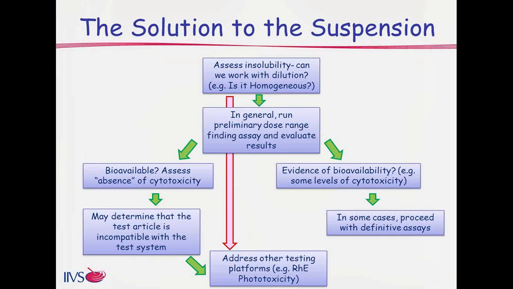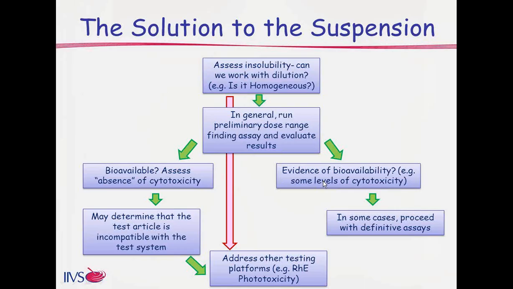So what do we do when we have an insoluble test material? I like to call this the solution to the suspension. So the first step is going with our solubility assessment. Can we work with this test material? Is it homogeneous? If it's completely insoluble, like for example the biphasic material, we may decide to go all the way to the end point here to address other platforms, for example the reconstructed human epidermis. But in general, if we're able to get somewhat of a homogeneous suspension, we may proceed with the dose range finding assay and evaluate those results.